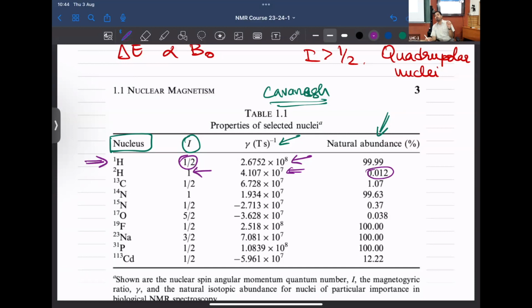We'll come back to deuterium. Deuterium is also a very important isotope in NMR in addition to proton, but we will keep that discussion for a little later. C13 is a wonderful nucleus, yet again spin half, and if you go back and calculate, you will realize that it is about 1/4 of the gyromagnetic ratio of proton. Okay, 1/3.98 or something like that.